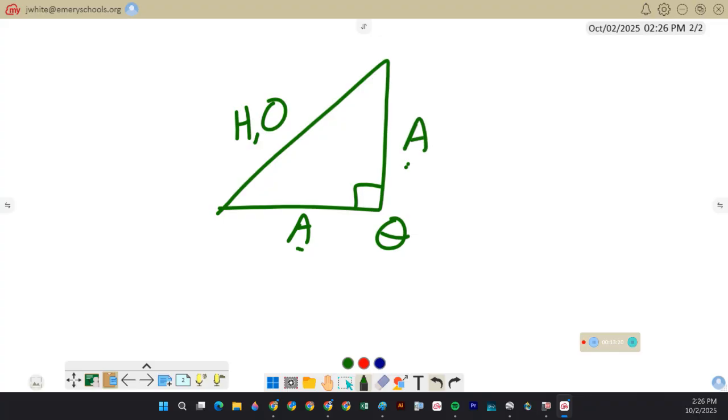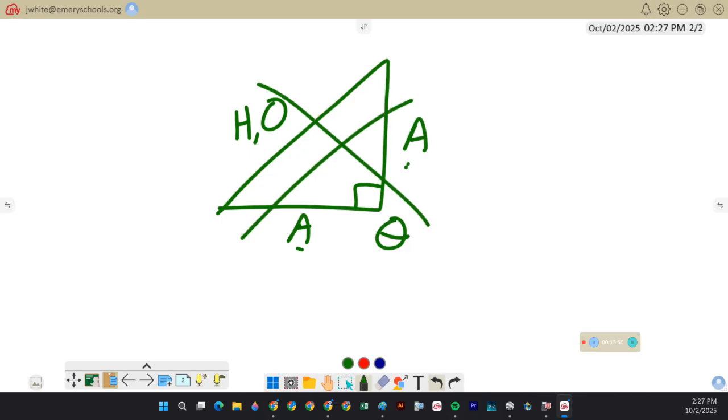So remember a few minutes ago when I said you cannot choose the right angle as your theta? That's why you can't. If you do, it breaks things. Your O and your H are the same side, and that's going to be a problem, and you end up with two A's. So never, ever, ever choose the right angle as your theta. Yes, this one does not work.